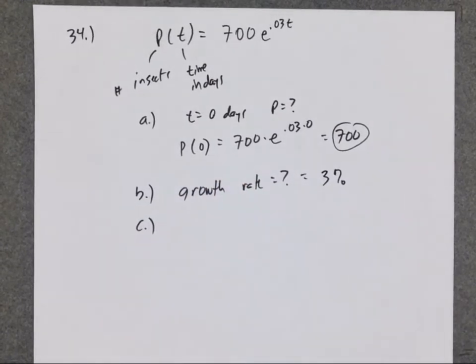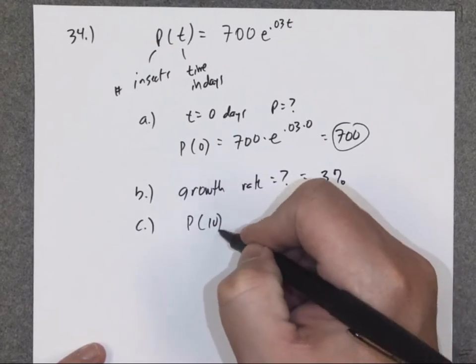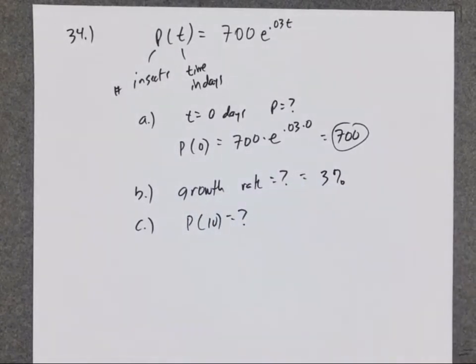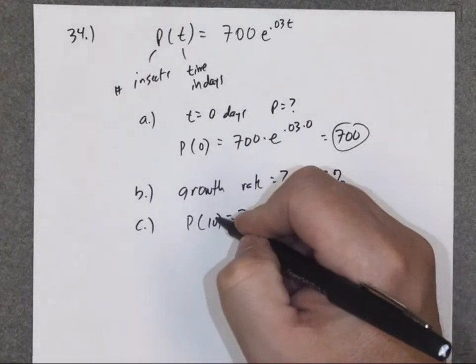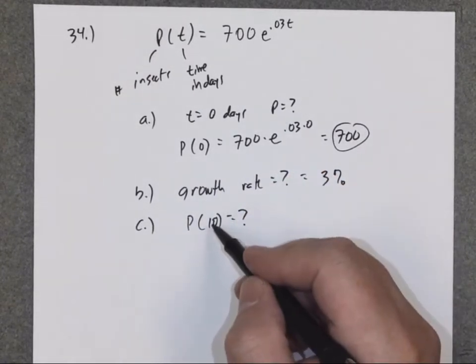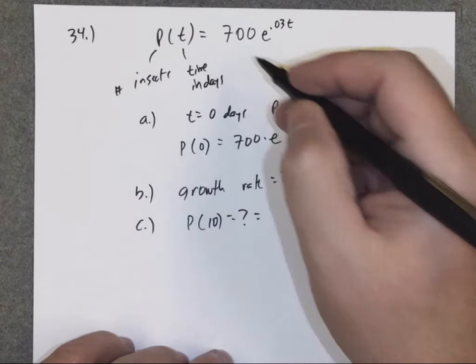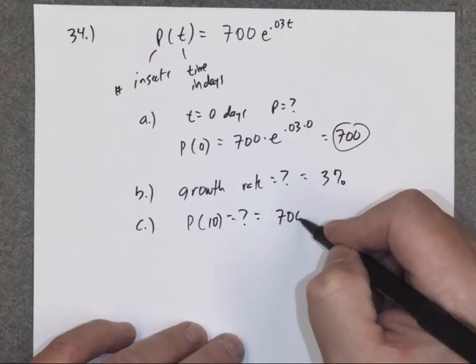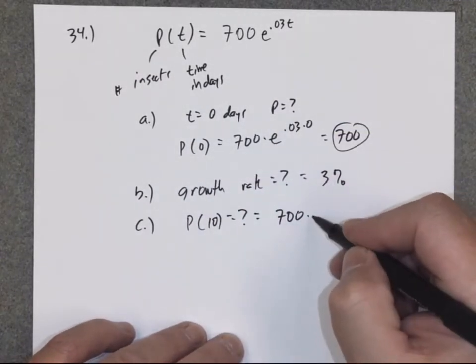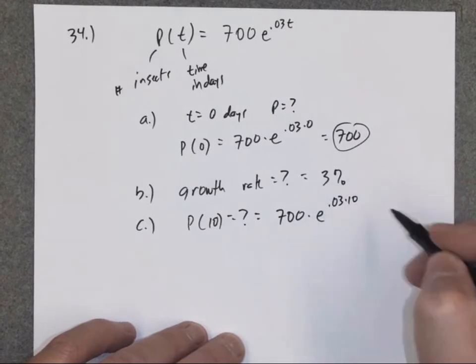C, all right, rolling along. What is the population after 10 days? So what's that mean? P of 10 equals what? P of 10 means the time is 10 days. What's the population? So we take the equation and put 10 in for t.